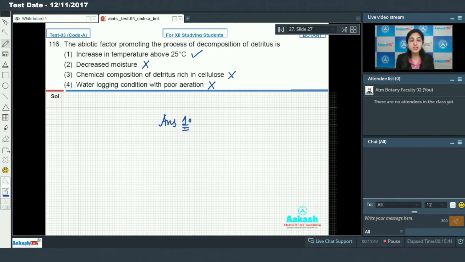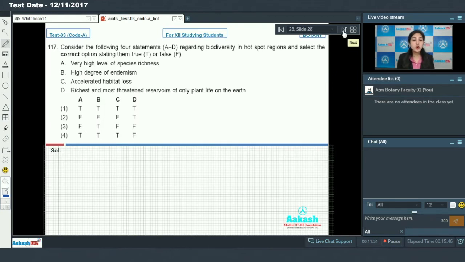Moving on to the next question, that is question number 117. Consider the following 4 statements A to D regarding biodiversity in hotspot regions and select the correct option stating true or false. Here 4 statements are given and you have to identify which ones are correct for hotspots. Hotspots, as we all know, are the richest and most threatened reservoirs of plants and animals on earth. Okay, hotspots have very high level of species richness.